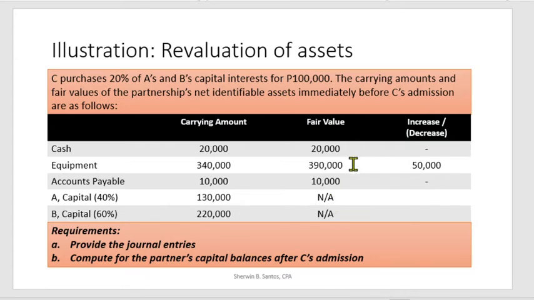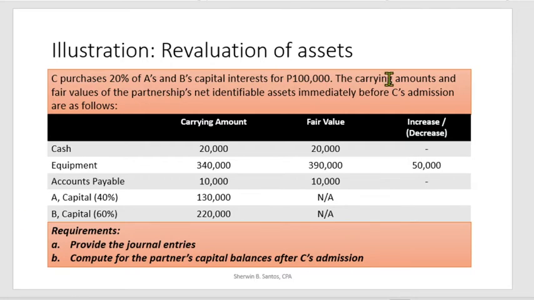For equipment, it has increased to 390. So there is an increase of 50,000. For accounts payable, no increase or decrease. The A capital and B capital should not be restated to their fair values because it will not be applicable in the circumstances. We cannot measure the fair value of these capital accounts at this instance. So the requirement: we provide the journal entries and then we compute the partners' capital balances after C's admission. So let us take a look at this.